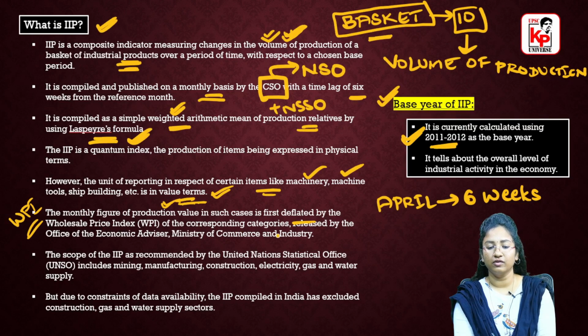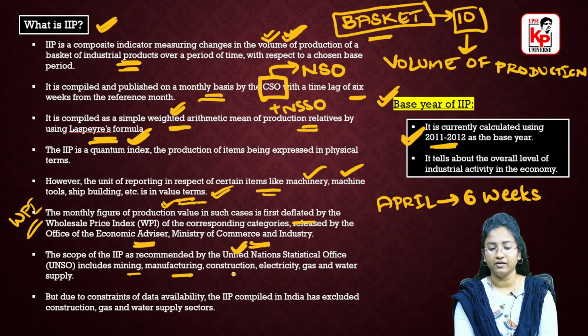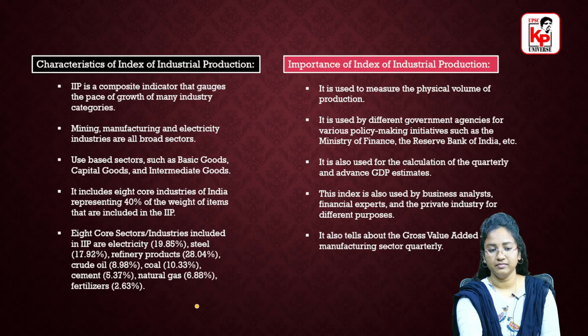So this will be for the wholesale price index of corresponding categories, and this will be released by the Office of Economic Advisor, Ministry of Commerce and Industry. The scope of IIP as recommended by the United Nations Statistical Office includes mining, manufacturing, construction, electricity, etc. But since we have some constraints regarding data availability, the IIP compiled in India has excluded the construction, gas and water supply sectors.